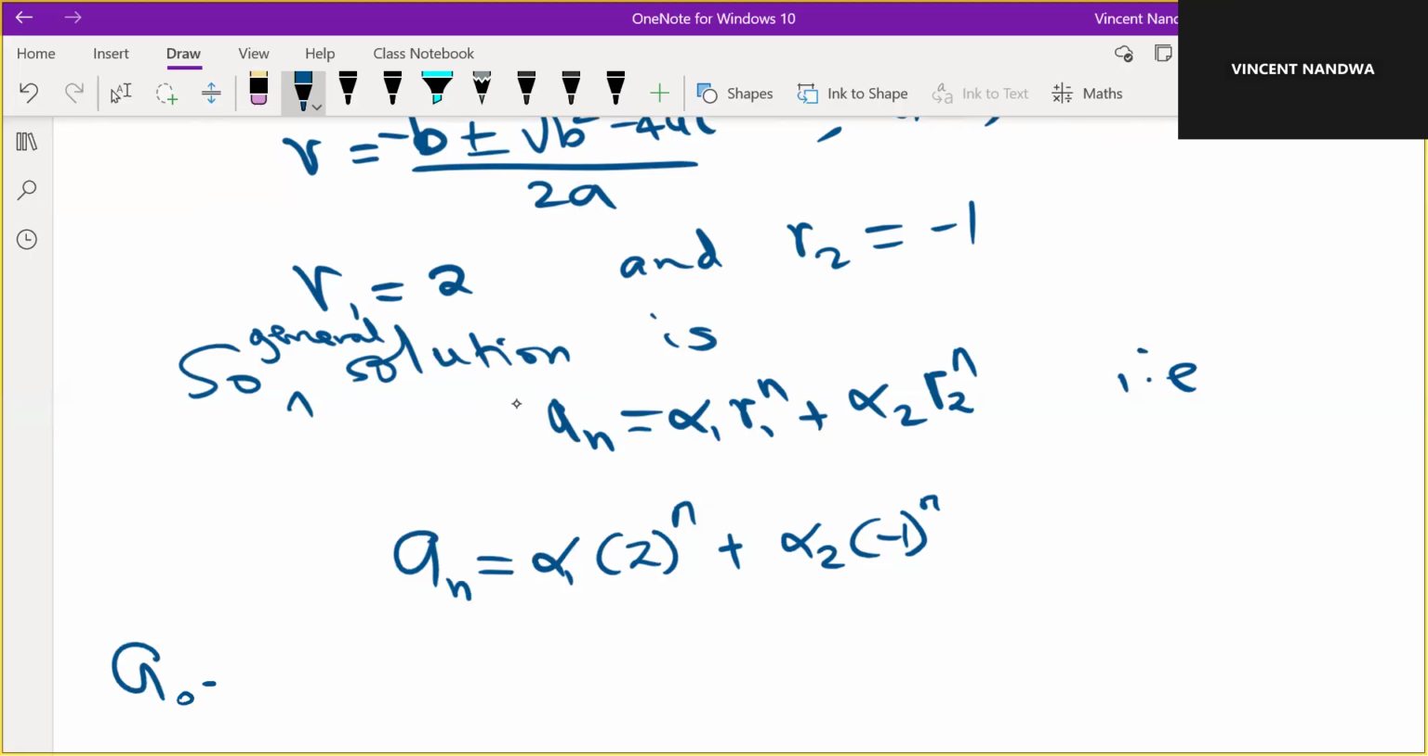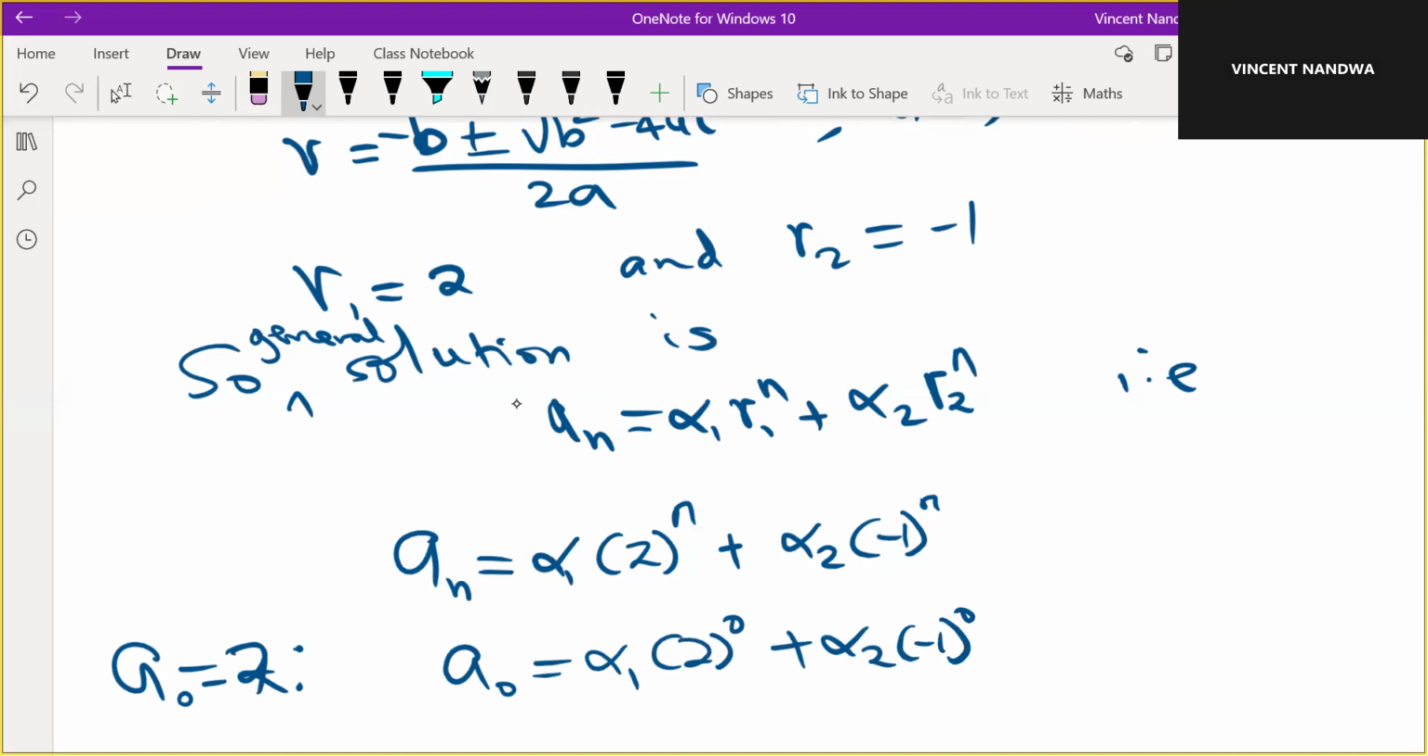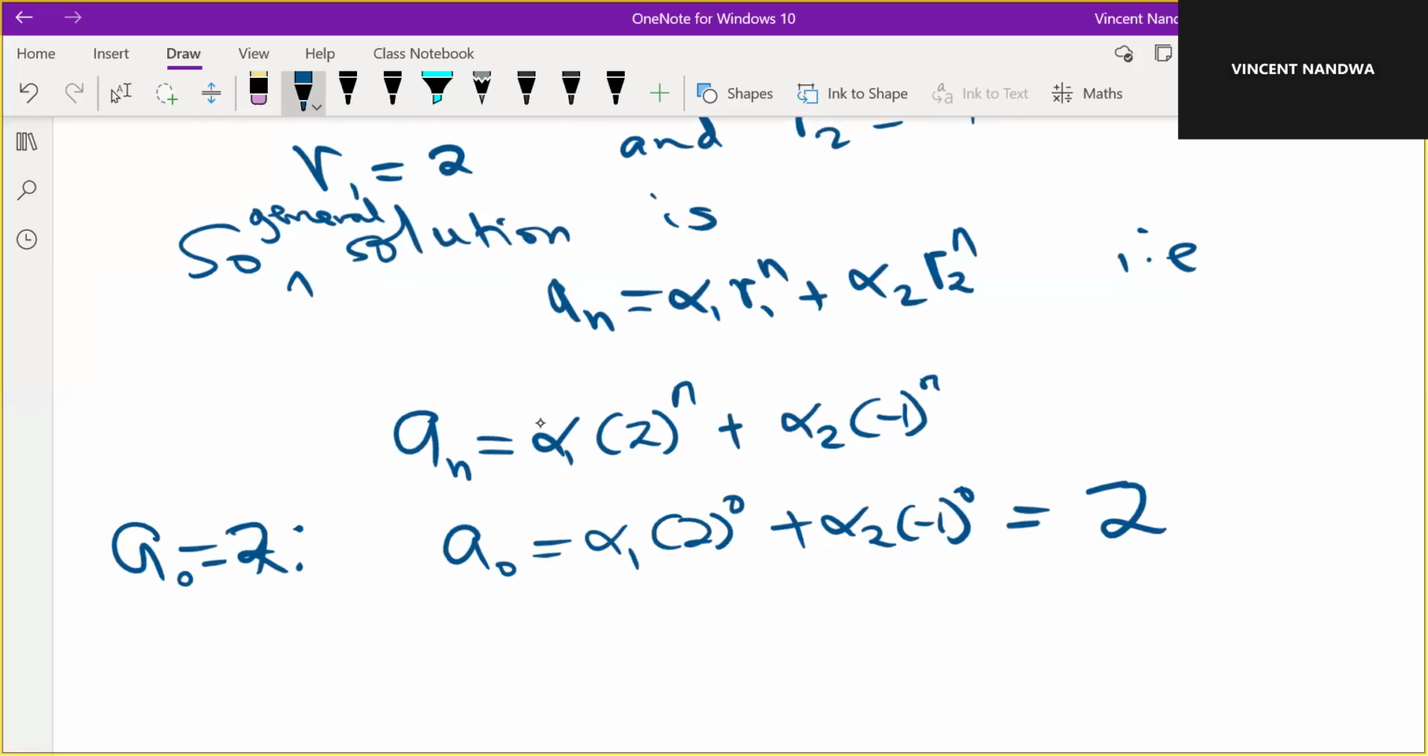So a0 is 2. This means that when you replace 0 for n, a0 equals alpha 1 2^0 plus alpha 2 (-1)^0, and this must give us 2. So 2^0 is 1, and (-1)^0 is 1, so this gives alpha 1 plus alpha 2 equals 2. We call this one equation 1.